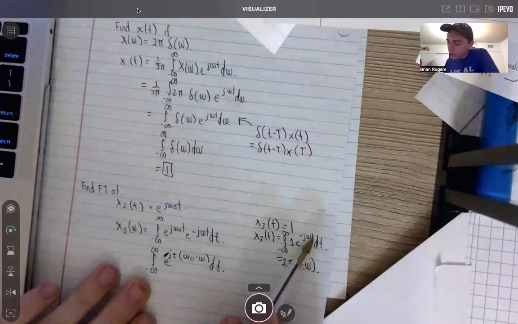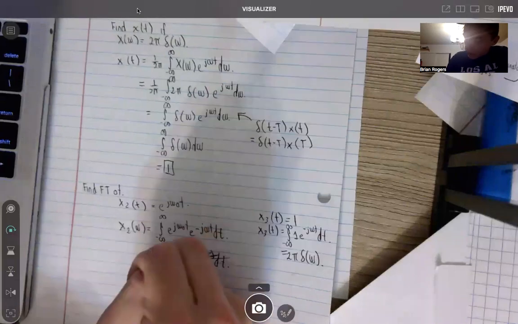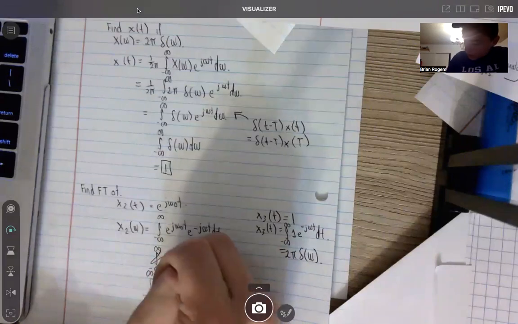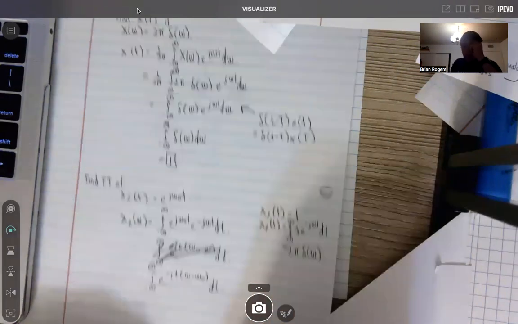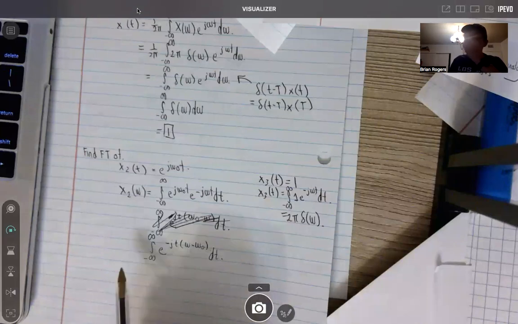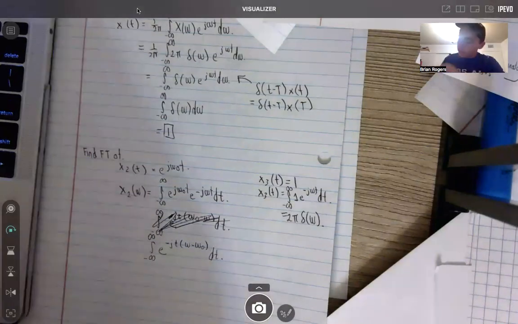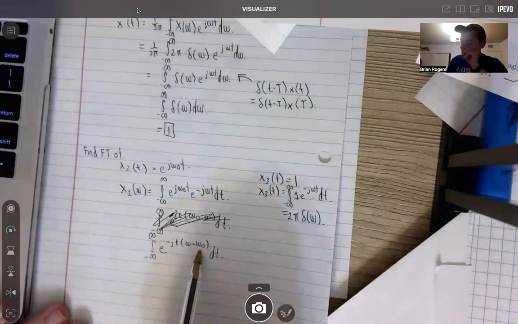So this can be written as, what if I took out, instead, negative infinity to infinity, e to the negative j t, and then it's omega minus omega naught, dt. If we format it in this way, this is very similar to what we've done before. But the big thing to notice is that here, instead, we just have a minus omega naught. That's the only difference. So we just have a phase shift.